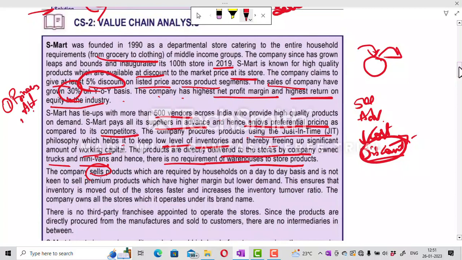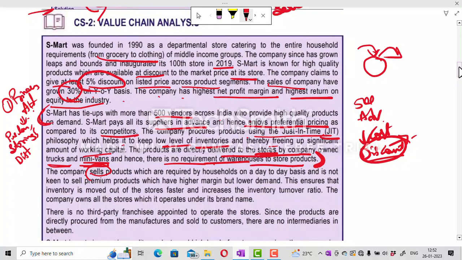What does primary activities contain? Generally purchases, so storing and moving to the production line, distributing to the production line. But here they were making purchases through the just-in-time method and they do not have any stores, directly distributing to their retail stores by the company through their own trucks and mini vans. It also covers under all this. From here to here comes under the primary activities.